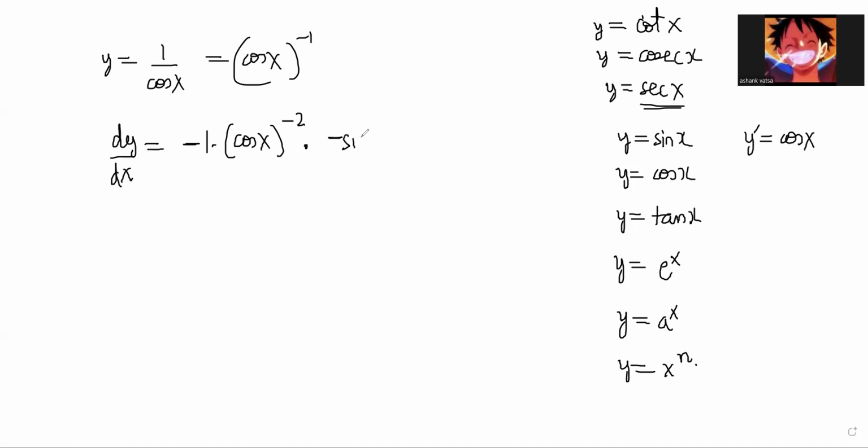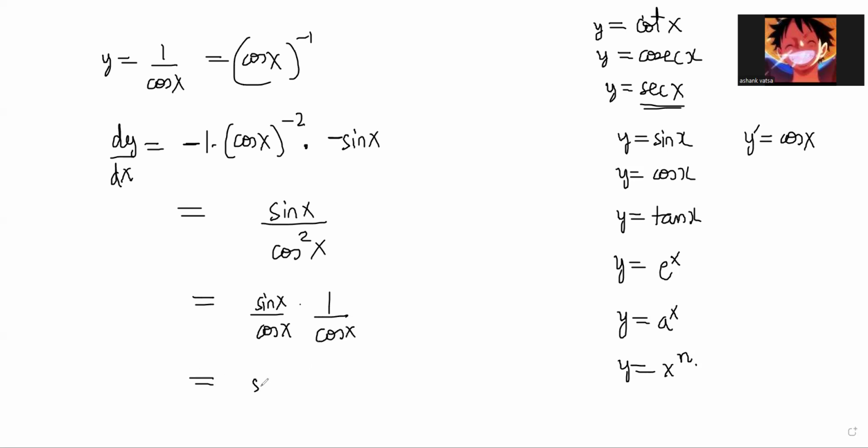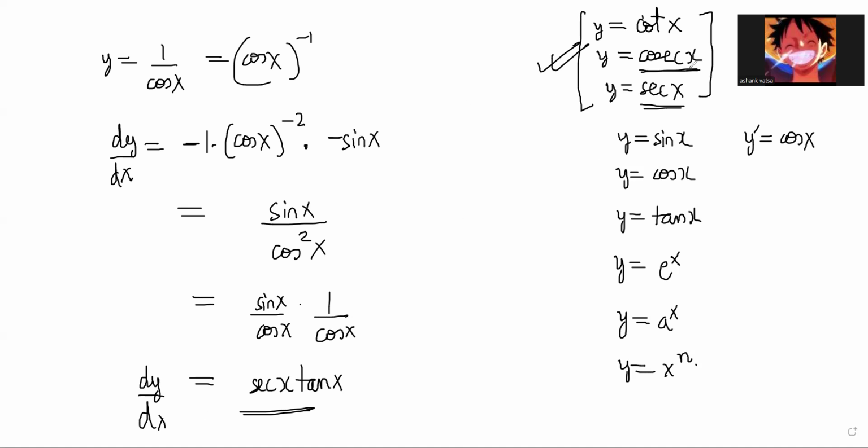So minus, minus sin x. So this minus will become sin x by cos square x, right? So this is sin x by cos x multiplied by 1 by cos x, right? So this is sec x tan x. So that's why I'm saying don't try to memorize it right now. Maybe in 11th and 12th you will already memorize it. You don't have to memorize it right now because you can do it, right? Cosec x is 1 by sin x, cot x is 1 by tan x. You can do the same thing if you know these, right?